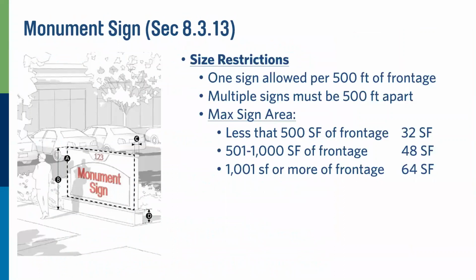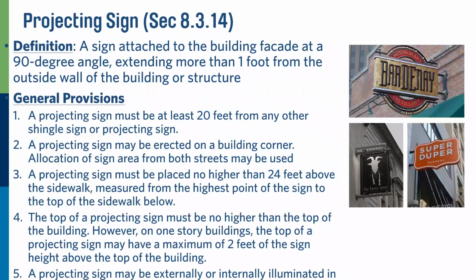So you allow one sign per 500 feet of frontage. You can have multiple signs, but they have to be at least 500 feet apart. The max sign area depends on how big the frontage is. Again, like 500 square feet of frontage, then it's 32 square feet. Go up to 1,000, it's 48, and over 1,000 is 64 square feet. So depending on how big your building is, that'll determine how large your sign can be.